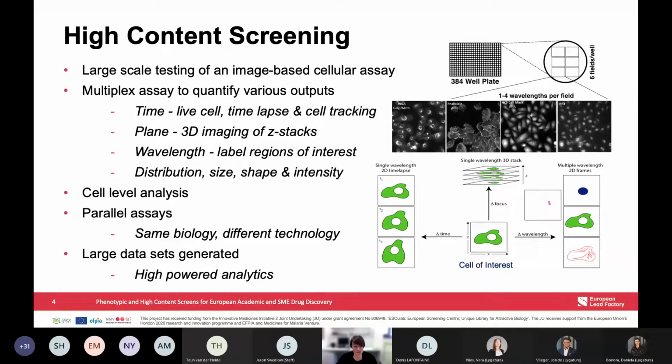So with high content screening comes a large amount of data that's generated, and that requires high powered analytics to make sure that you can extract as much useful information out of that data as possible.